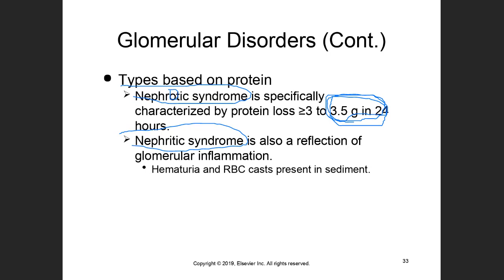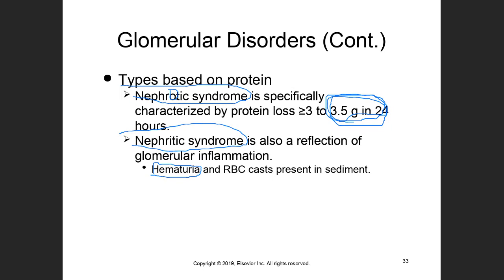Also, those patients have hypertension, could have hematuria, and so on. Okay, so in nephritic syndrome, what is the most common sign and symptom? Hematuria, and also they have increased BUN and creatinine. Okay, that is called azotemia. Azotemia is common in nephritic syndrome.